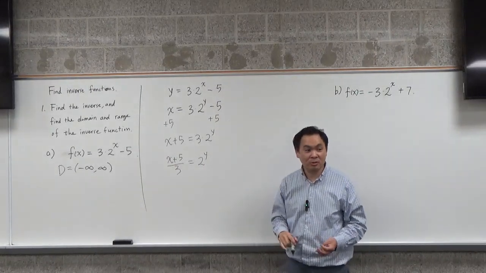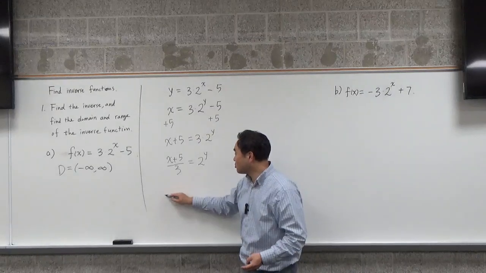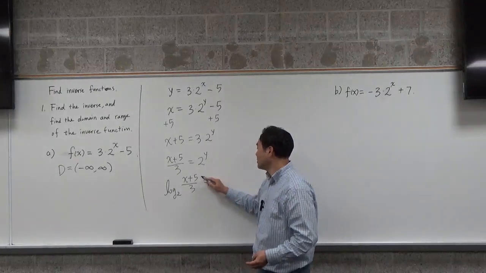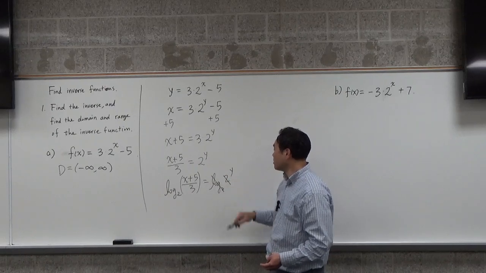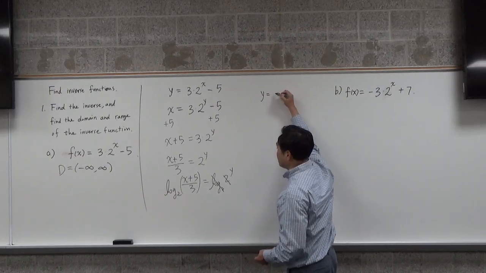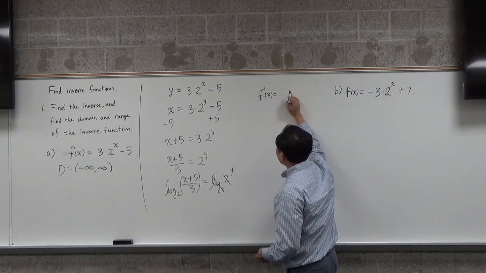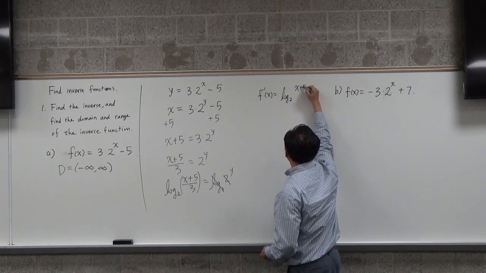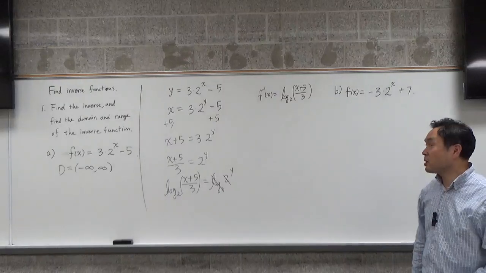How do you get rid of 2? Log base 2. You apply log base 2. You use the cancellation property, right? Log base 2 of 2 to the y, and these two cancel. And therefore, you get y equals, well, you should write it as f inverse. So your answer should be in this form. f inverse of x is equal to log base 2 of (x plus 5) over 3. Okay? So that's the inverse function. We obtained the inverse function.